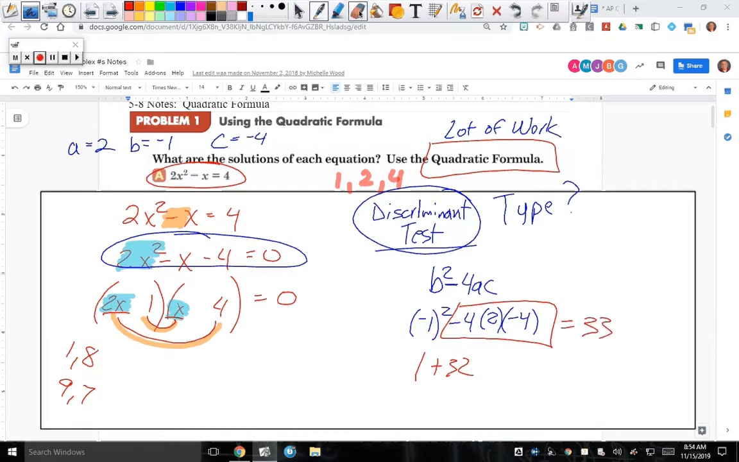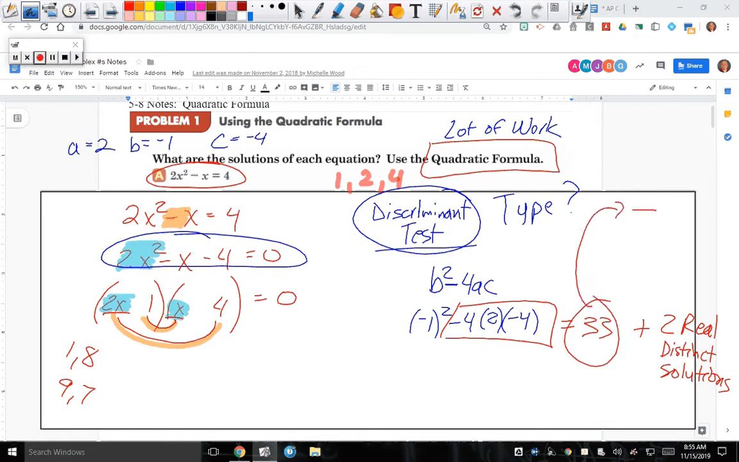The only thing that I care about is not that it's 33. I care that it's positive. Because if it's positive, I will get two real distinct solutions. It will be two answers that are different. They could be decimals. They could be whole numbers. But it would be two answers that are different. If this was not positive and it actually gave me a negative, it will be two non-real solutions.